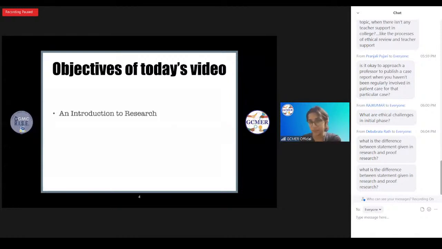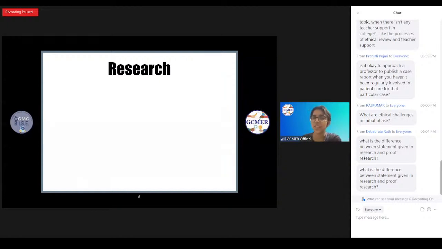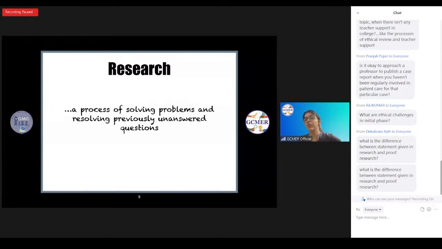So today we are going to be discussing an introduction to research, steps in research, and research in general. Research is a process of solving problems and resolving previously unanswered questions, which is something that we saw in the previous part of this webinar. We are answering previously unanswered questions that can be in a niche or it can be a general question.